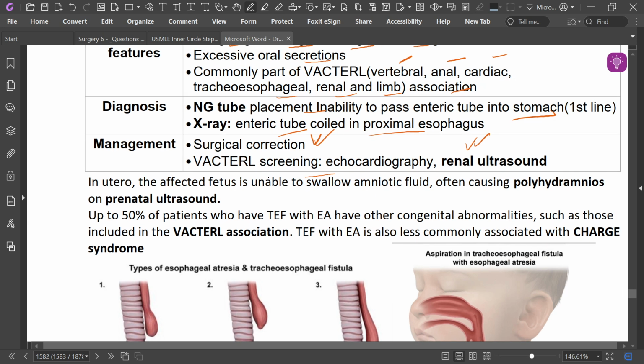Okay, in utero, the affected fetus is unable to swallow the amniotic fluid, often causing polyhydramnios on prenatal ultrasound. Up to 50% of patients with tracheoesophageal fistula with esophageal atresia have other congenital anomalies such as VACTERL association. It is less commonly associated with CHARGE syndrome.